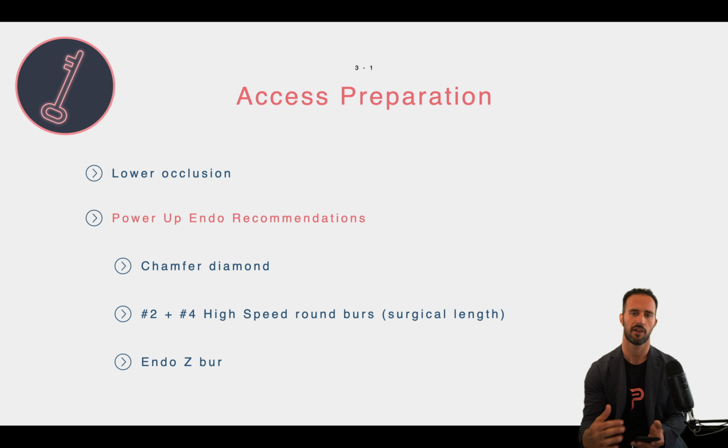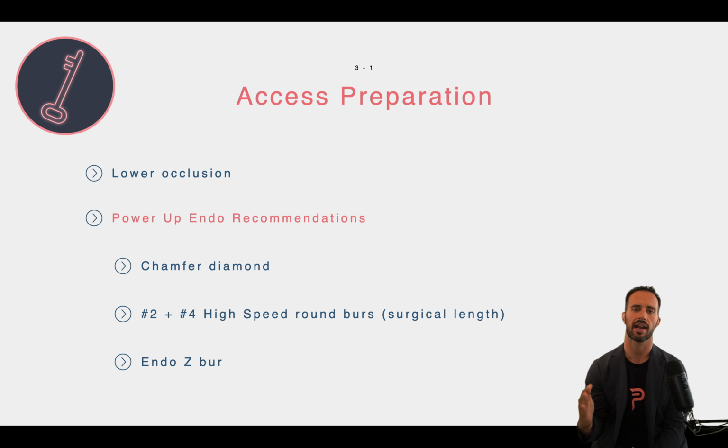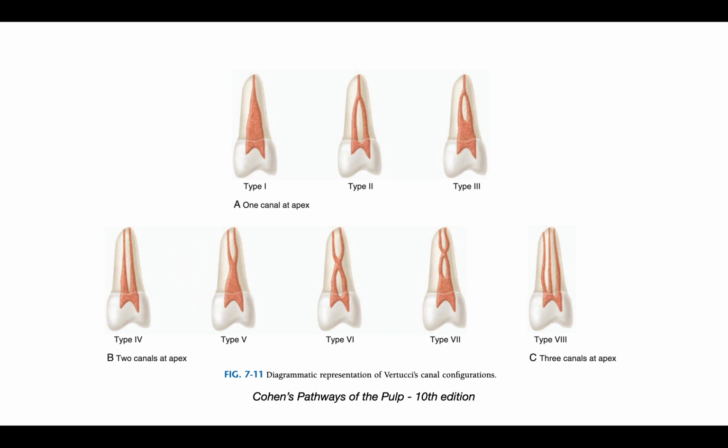And then in terms of refinement of your access preparation, that's best accomplished, in my opinion, with what's called an Endo Z burr. This is a non-end cutting burr, and it only cuts with the barrel of the burr, and it's very, very useful for smoothing out your axial walls internally. So I'd highly recommend that burr just for your refinement after you've located all your canals.